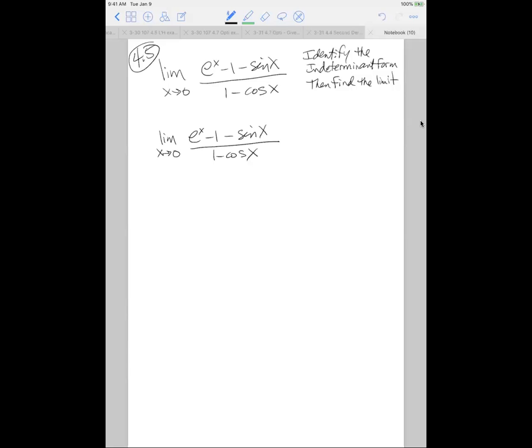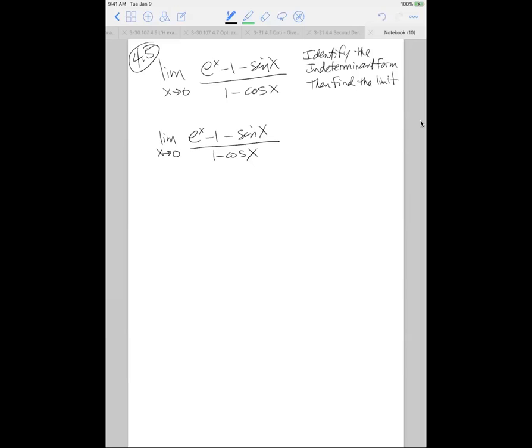What we're doing is we've got a limit. We're asked to find the limit of a problem, and I took this from the text. Let me go ahead and set it up onto my iPad and solve the problem there. Given this limit of this function, we're asked to identify the indeterminate form, and the instructions say 0 over 0 or infinity over infinity, see which kind it is, and then find the limit.